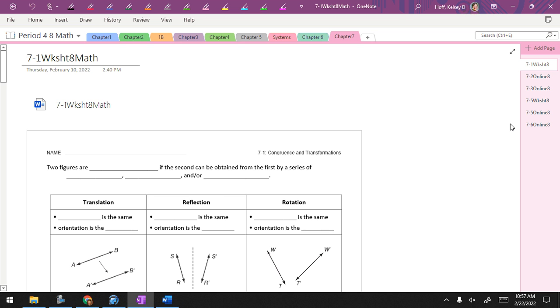Up on what you're doing this week. We're going to jump into chapter 7, congruence and transformations, which is going to be directly related to chapter 6.